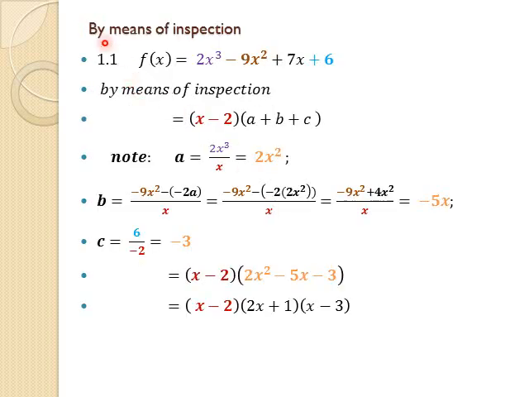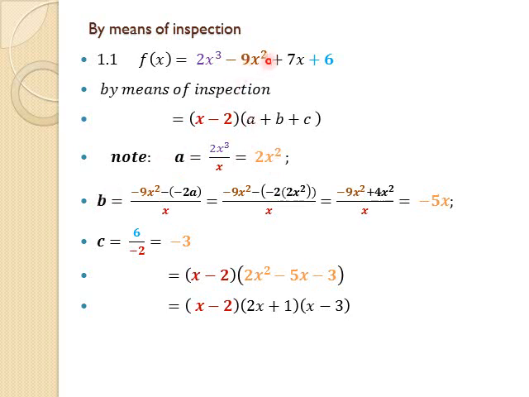Right, so method 1, by means of inspection, we have 2x cubed minus 9x squared plus 7x plus 6. We know now that x minus 2 is a factor. We have to get 3 terms for the second part. So to get the value a, we want to know x times what would give me 2x cubed. In short, I'm just saying 2x cubed divided by x, and that gives me 2x squared. So a there is 2x squared.